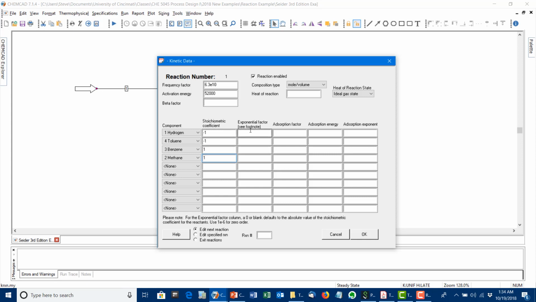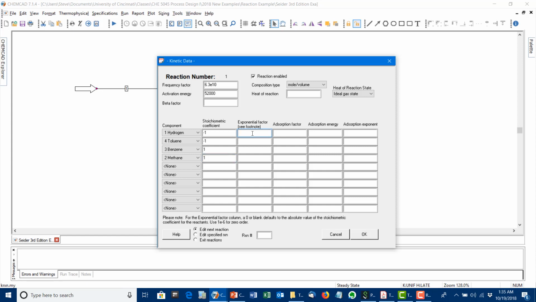So let's put my stoichiometric coefficients in first. Now I need to enter the exponential factors for each component in the system. These are the exponents that go in the rate equation. CHEMCAD makes some guesses about these based on the stoichiometric coefficients. My strong recommendation for you is that you enter these yourself always.